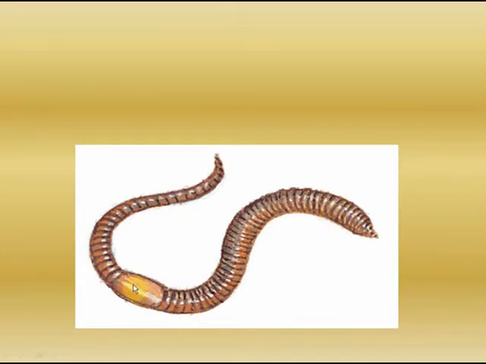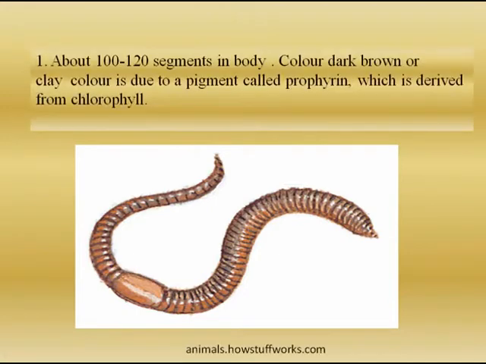The body is a little behind the anterior end, and the length of the body is about 150 mm and breadth is 3 to 5 mm. So it has 100 to 120 segments on its body. These are the segments. So approximately 120 segments are present in the body of an adult earthworm. Its color is dark brown or clay color, which is due to porphyrin, and porphyrin is derived from the chlorophyll.